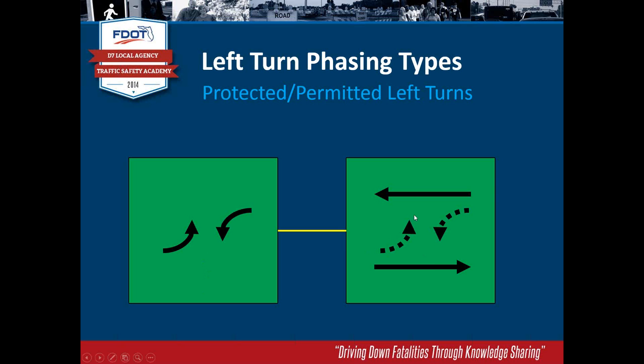And here again, for the left turns, they would see either a circular green or a flashing yellow arrow to let them know they can proceed if they desire, but they're yielding to some other movement that's a conflict to them.